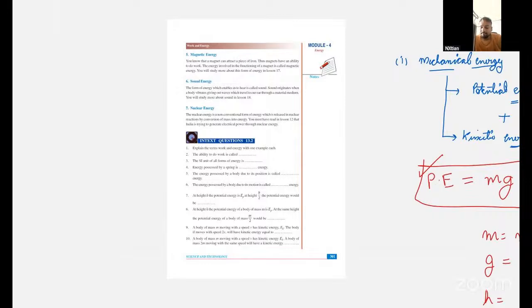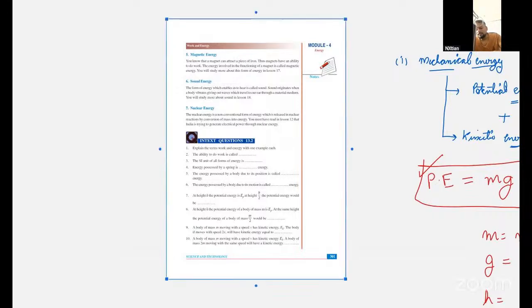Okay, magnetic energy, we all learned. Sound energy is the energy which enables us to hear. And nuclear energy is a non-conventional form of energy which is released when a nuclear reaction happens. Because of that, a large amount of heat is created, and we use it to make electricity and for other purposes also. So we have all these types of energy.